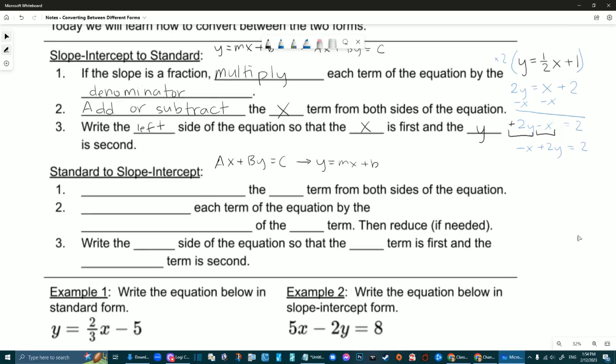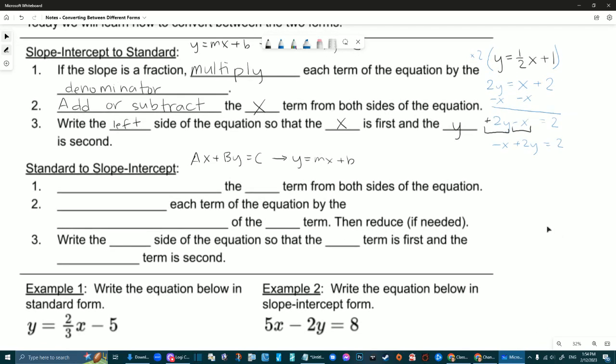Let me scoot this over so we've got room for an example here. So the first step in going from standard to slope-intercept is to add or subtract the x term from both sides. I want to take that x term and move it to the side of the equation opposite the y, so it looks more like slope-intercept form.